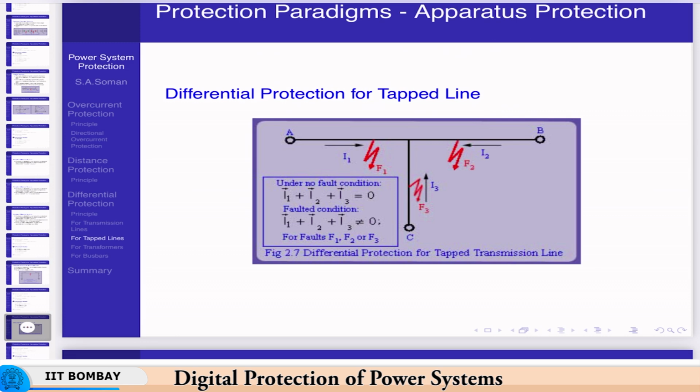So if there are more terminals, that is even more rare. Of course, three-terminal lines do exist. We have some in India also. But if there are more sections, then you will have to add that many currents here. So it is simply a kind of application of Kirchhoff's current law. Then we move on to the next equipment, that is the transformer.